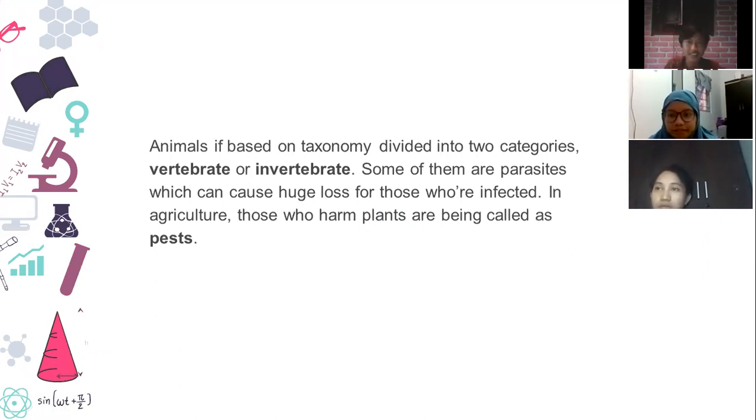Animals are divided into two categories, vertebrate or invertebrate. Some of them can harm plants and are called pests.